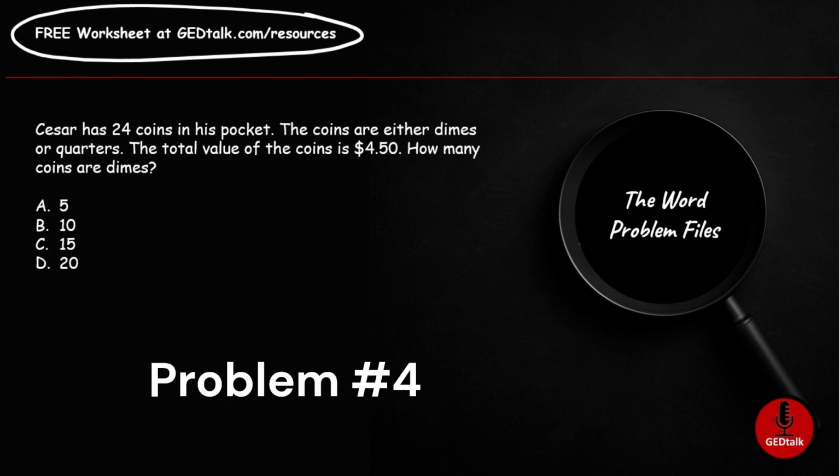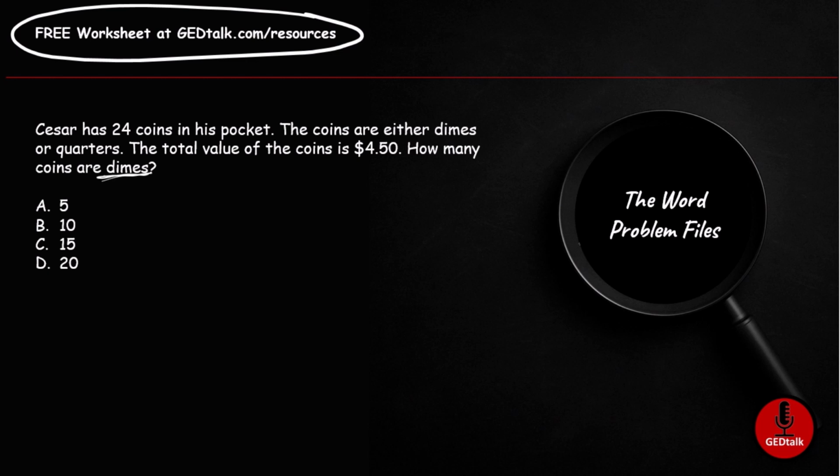So it reads, Caesar has 24 coins in his pocket. The coins are either dimes or quarters. The total value of the coins is $4.50. How many coins are dimes? Okay, so they're asking me for how many coins are dimes. So this is going to be my variable. So for this problem, it's telling us that there are 24 coins, that they are either dimes or they're quarters, and the total value is, and I know this is represented by the equal sign, $4.50. How many coins are dimes?